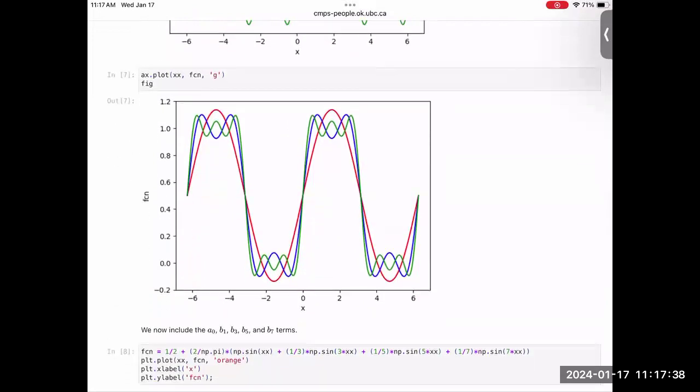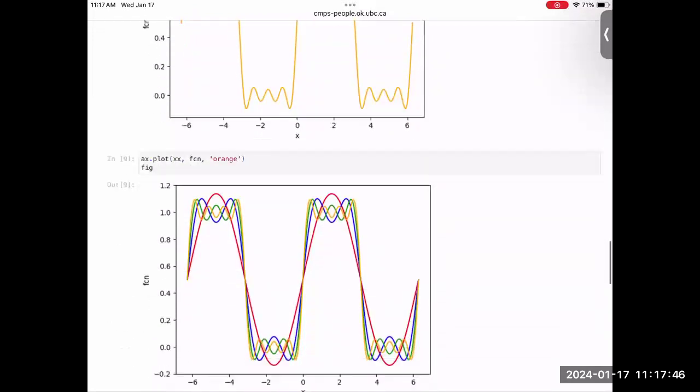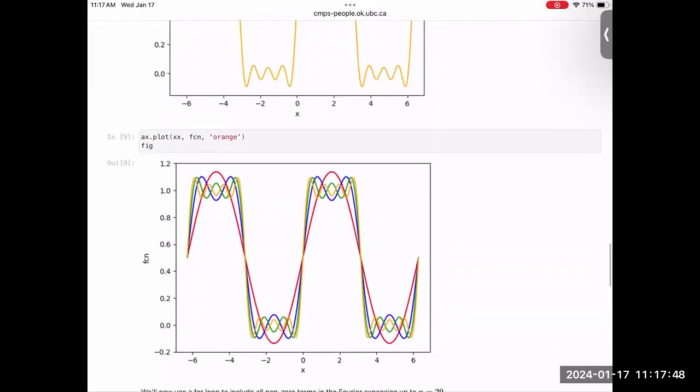How long do I keep doing this? Okay, so I'm going to add the 7th, 1/7 of sine 7x. Okay, so there's the plot and there's everything together, and the yellow one's looking a little more square. But of course, it still doesn't look like a perfect square wave.